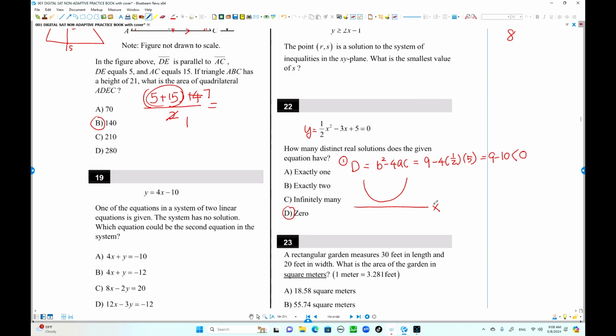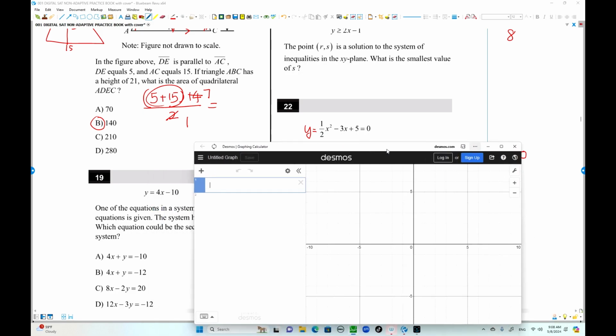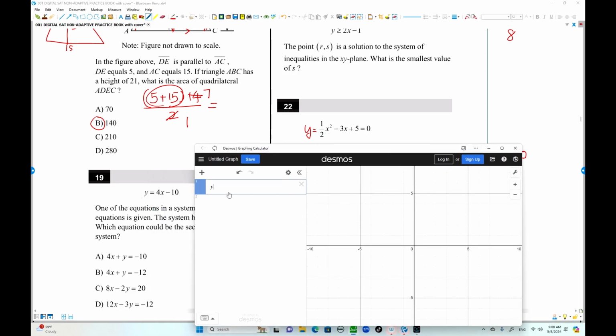All right. Or you can put this number in the graph there. This number over here, okay? Make a graph over here. Y equals, I'm going to do 1.5x squared, okay?